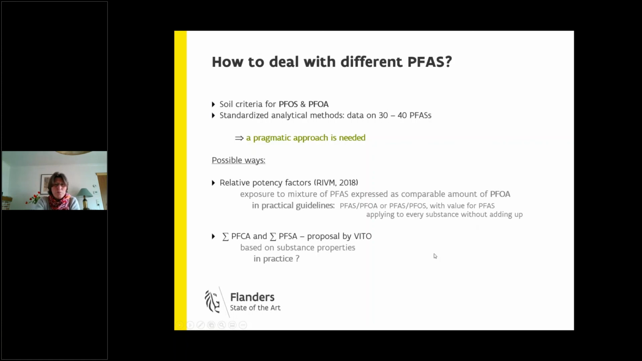Then also Beagle proposed a methodology. They make the distinction between the perfluoroalkyl carboxylic acids and the perfluoroalkyl sulfonic acids, and then also make the sum of these substances, and also include factors based on the properties of the substances. So this proposal was also quite complex to introduce in practice. So we are now proposing a similar methodology to the one that is used in practice in the Netherlands.